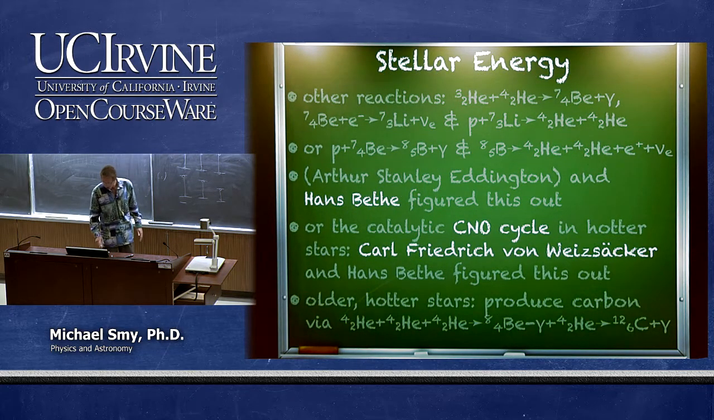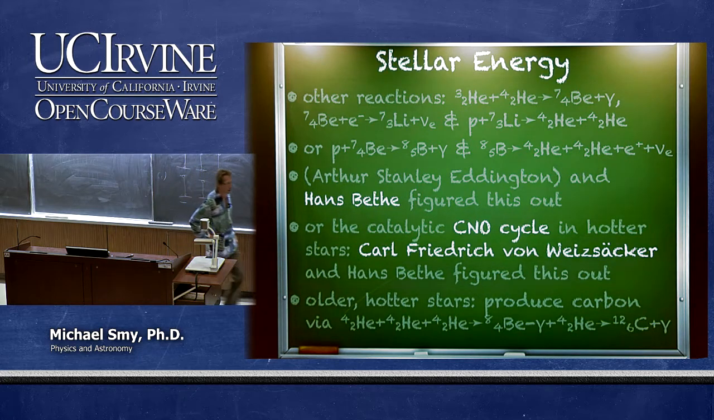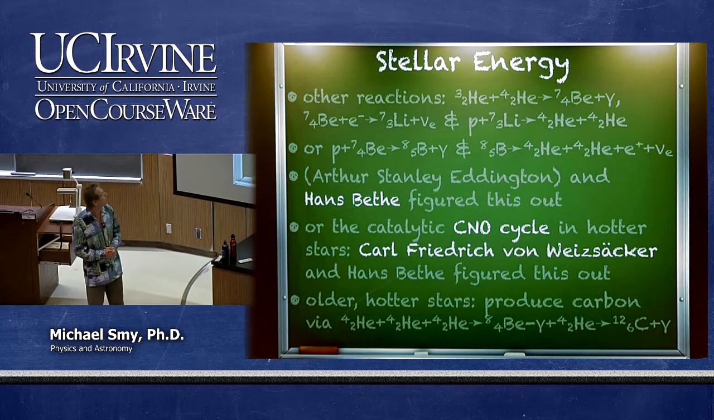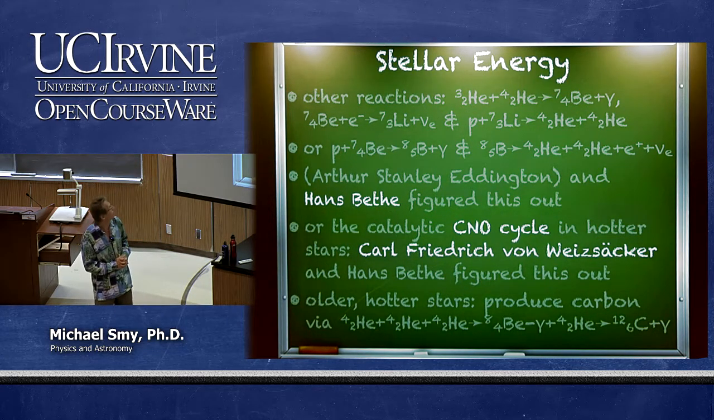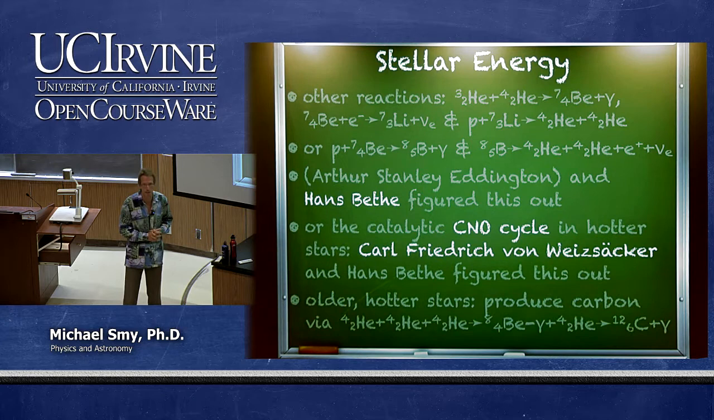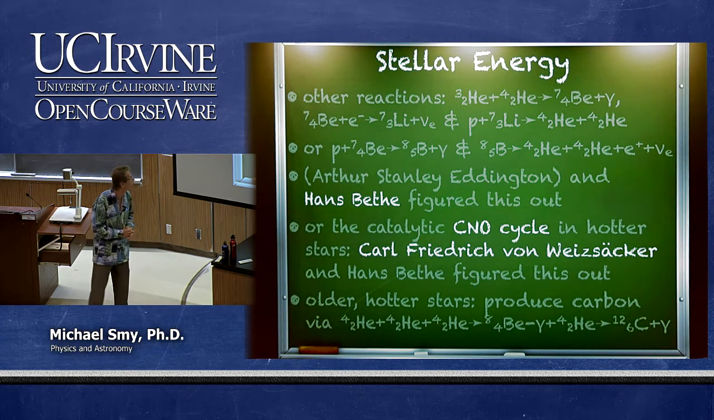There are other reactions that can also happen. For example, you can make beryllium-7 by fusing helium-3 and helium-4. Or you can even make boron-8 by fusing another proton to the beryllium-7. And all those processes were figured out by Hans Bethe, who received the Nobel Prize for this work, and Carl Friedrich von Weizsäcker for different types of processes. The first one to suggest it was Arthur Stanley Eddington, but he did not figure out how to make the neutrons, in particular because when he suggested it, the existence of the neutron wasn't known yet.